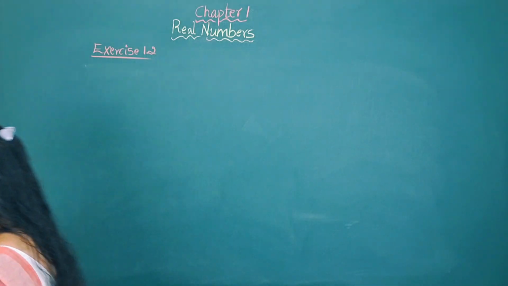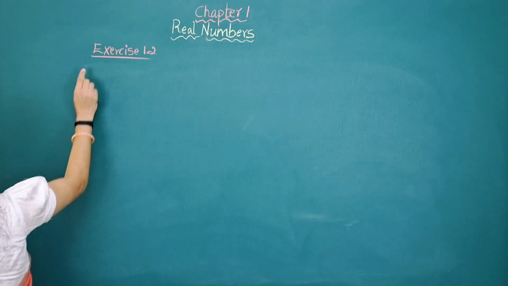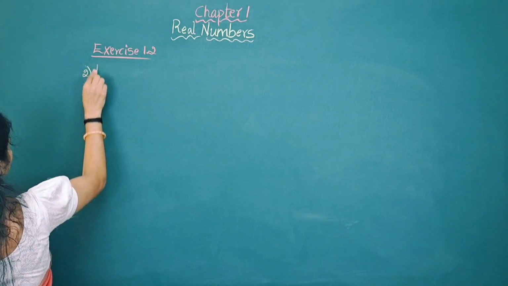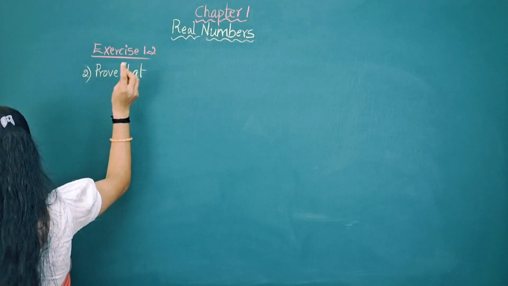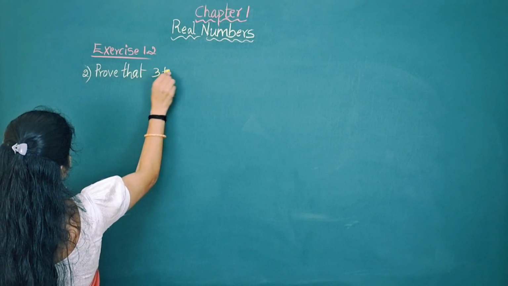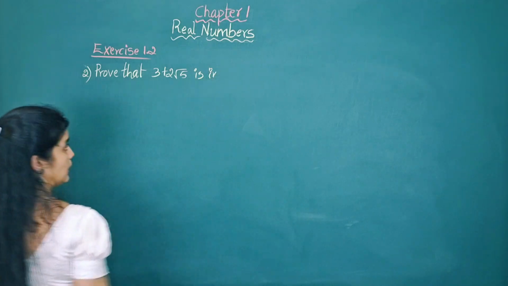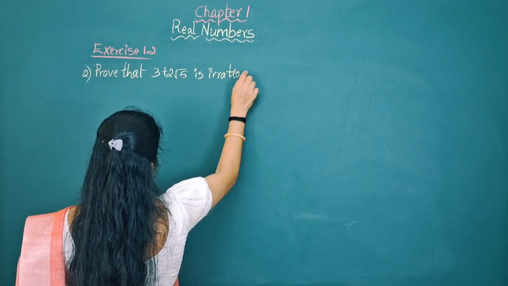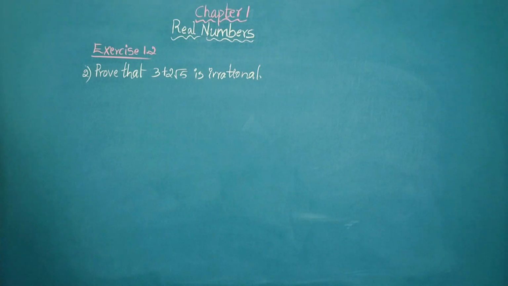Let me write the question and then let us solve. Question number 2: prove that 3 plus 2 root 5 is irrational. So, we are going to use the same method. By contradiction, we are going to prove it.